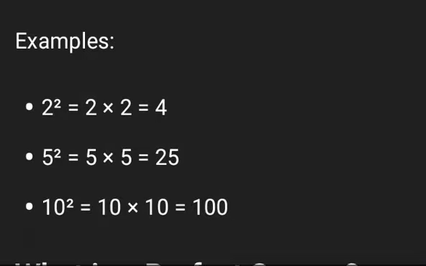here you can see if someone asks what is the square of 2, you multiply 2 by 2, you will get 4. What is the square of 5? You multiply 5 by 5, you get 25. What is the square of 10? You multiply 10 by 10, that's 100. So if someone asks what a square is, you just multiply the number by itself, and the result that you get is the square of that specific number.